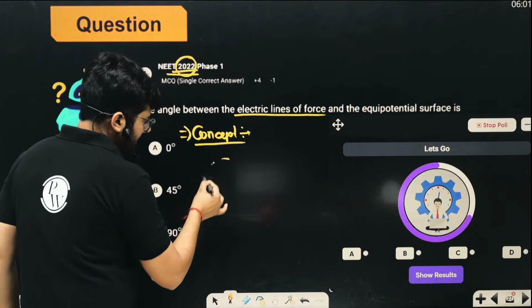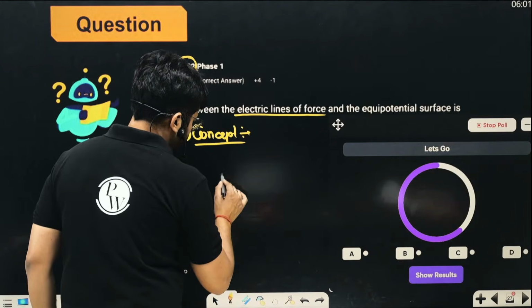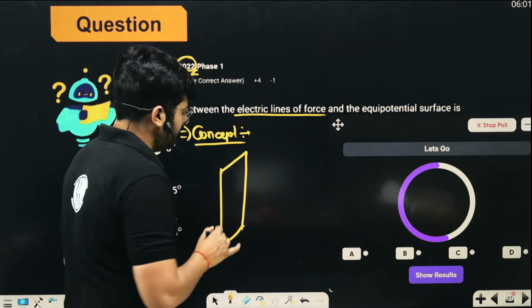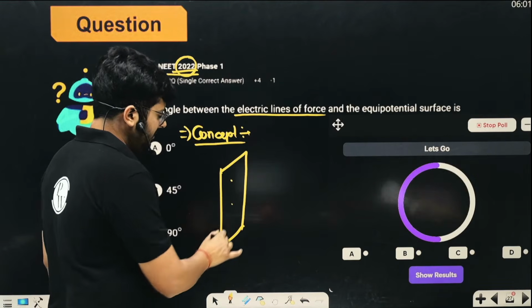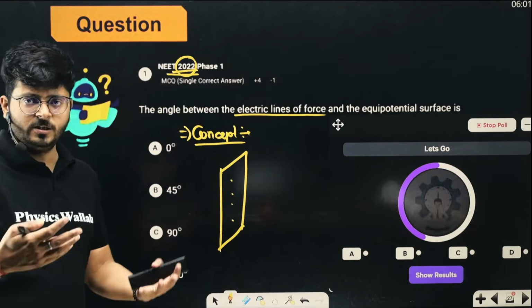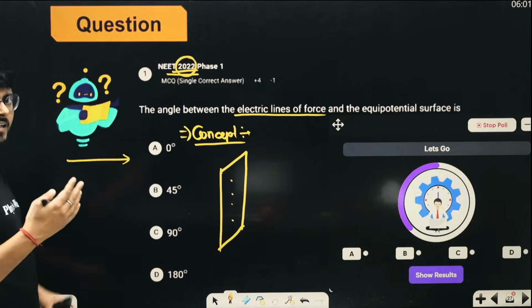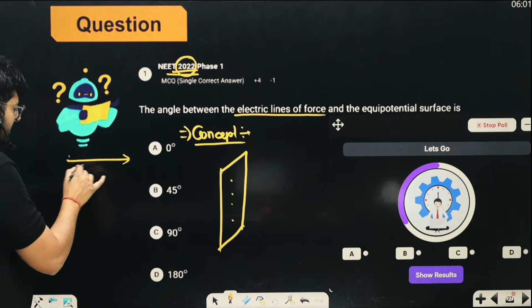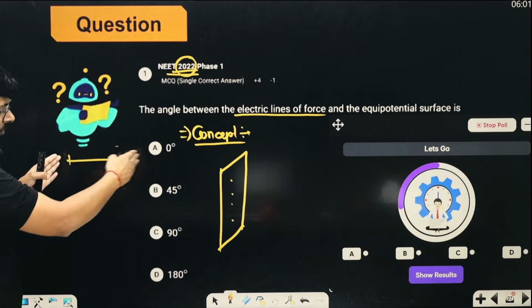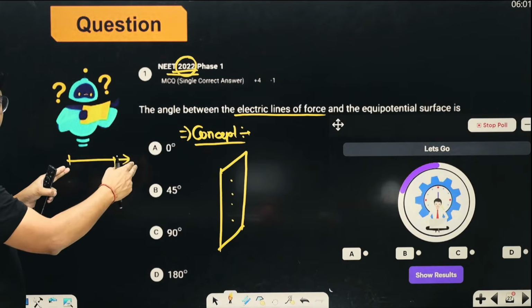Over here, let's say this is the equipotential surface. This surface is equipotential. That means this point and this point and this point, all of them are at the same potential, which is why it is equipotential. If we have an electric field in this line, it exists because of potential difference, so these two points will not be at the same potential. These two points have a potential difference, which is why we have the electric field between them.